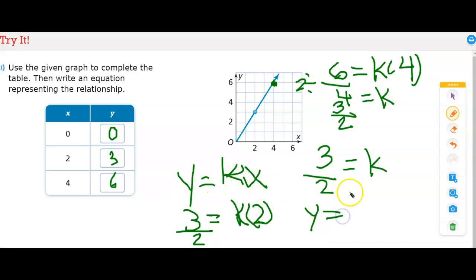So our equation here would be y is equal to 3 over 2 times x. And so that means that whatever point on this line that continues on forever, this is the equation we use.